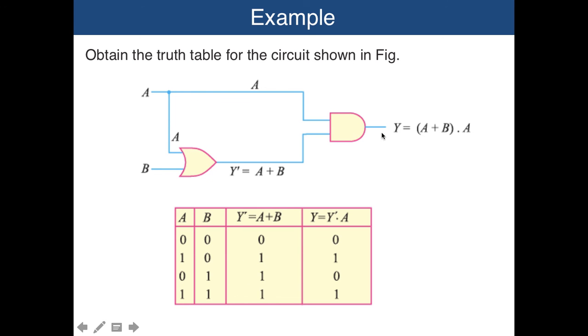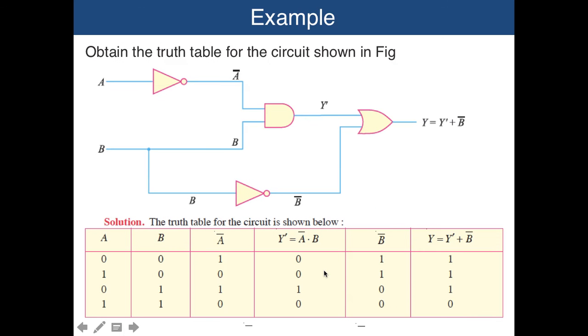And the output of this circuit is A multiplied by (A plus B), because this is an AND gate, Y prime multiplied by A. So Y prime: 0 multiplied by A, 0 multiplied by 0 is 0, 1 multiplied by 1 is 1, 1 multiplied by 0 is 0, 1 multiplied by 1 is equal to 1. So this is the output of this circuit.